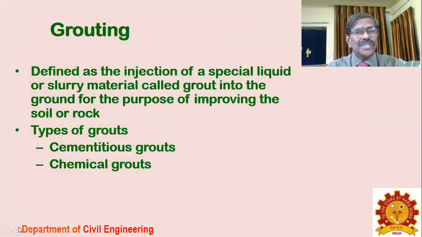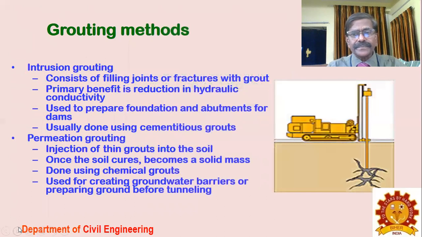Grouting. So you inject a special liquid slurry material into the soil so that the gaps in the soil get filled with the cement grout, thereby consolidating or compacting the soil. Then you can use it for better foundation purposes. Cementitious grout and chemical grouts are both possible. There are two types of grouts available. In the grouting method, you send a probe inside, then you send pressure grouting and let it spread inside the soil. So intrusion grouting and permeation grouting. There are two types of grouting. They are self-explanatory.